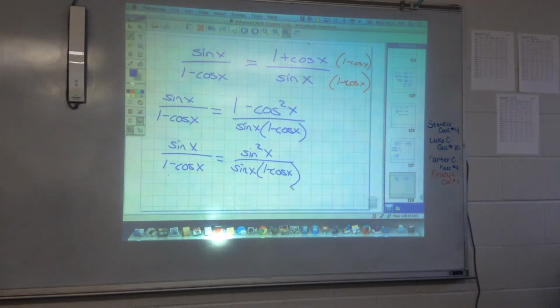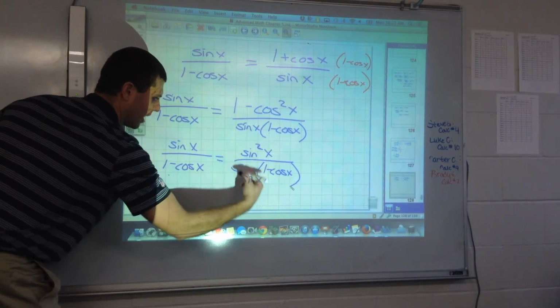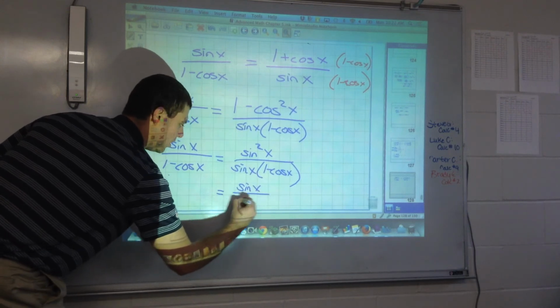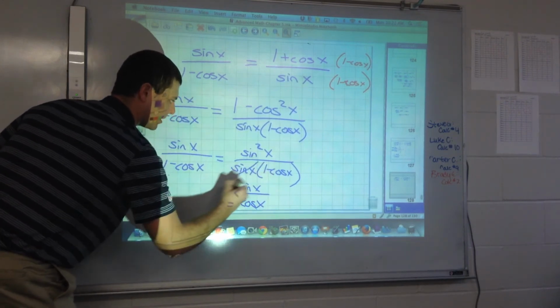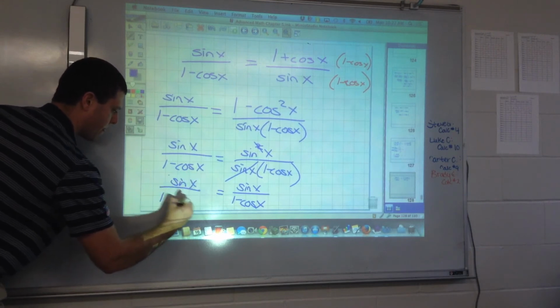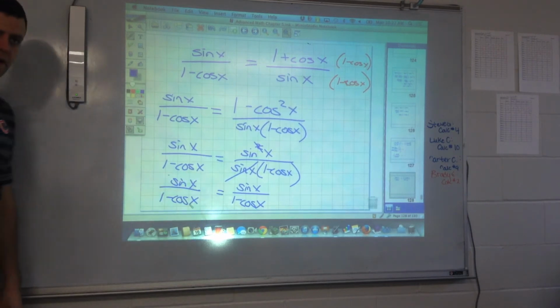What happens? One of these sines would cancel with that one, so you'd be left with sine x over 1 minus cosine x, because cancel and cancel right there. Okay?